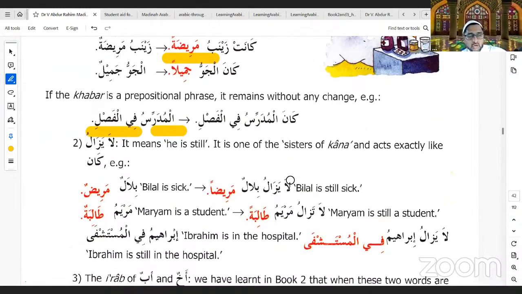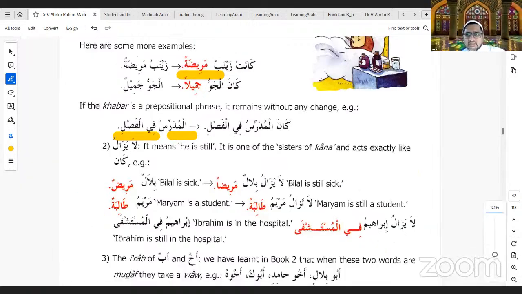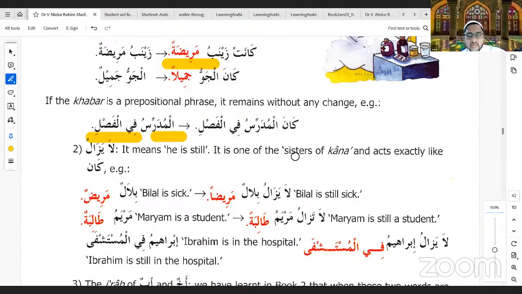Then there is another word as well, which we are going to practice. The word zala yazalo means to remove. But when you say la yazalo, it means he still is. When the lam comes, it gives the meaning of he is still, but yazalo alone means to remove. So la yazalo comes as a phrase together. Over here it says: la yazalu Bilalun maridan. La yazalu is one of the sisters of Kana, meaning Bilal is still sick. It means that it is continuing until now, and it acts like Kana itself.